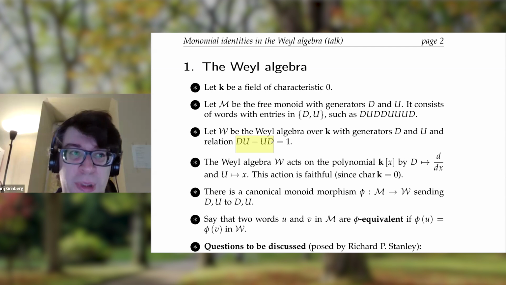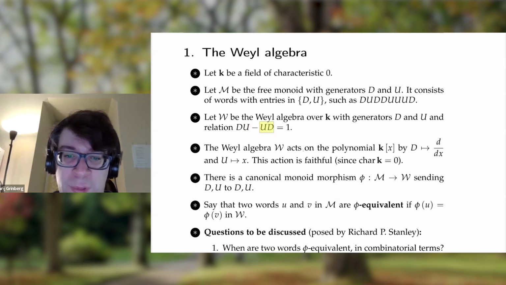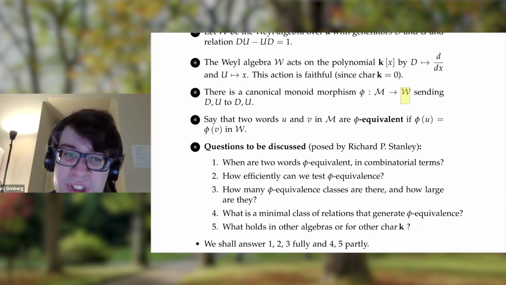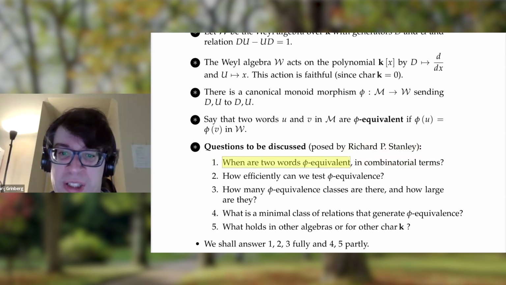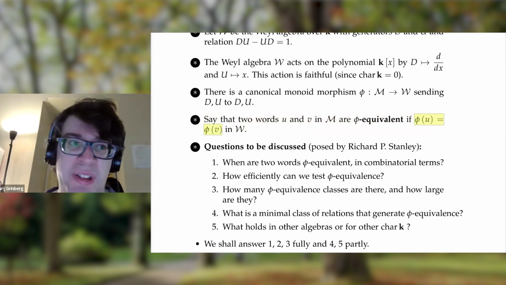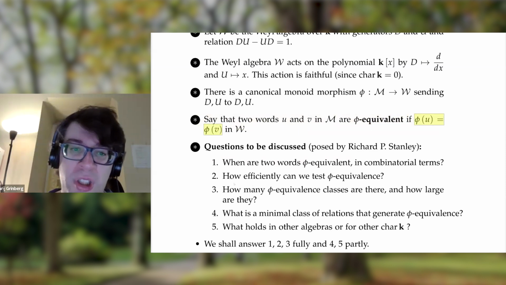And one of the main questions of this talk is when exactly two monomials in D and U are equal in the Weyl algebra. Formally speaking, this is a question of when two words U and V have the same image under phi, under this morphism from the free monoid to the Weyl algebra. And this is the first question that Richard Stanley asked. When are two words phi equivalent? Phi equivalent is just me calling it when the images under phi are the same.